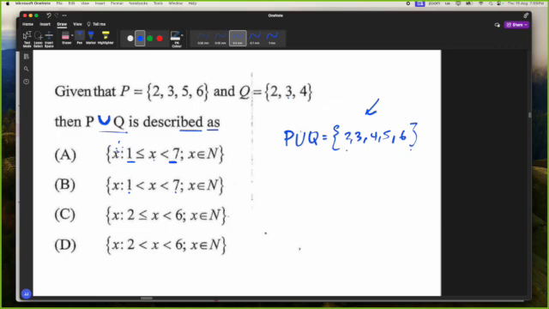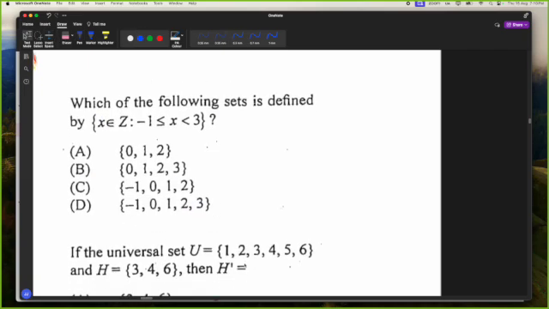That looks like it. So part B definitely looks like numbers between 1 and 7, not including 1 and 7, and of course they are natural numbers, right? Part C, numbers between 2 and 6, but they include 2, yes, but they don't include 6. Well, we have 6, so it's not part C. And part D, you can see numbers between 2 and 6, not including 2 and 6. Well, we have 2 and 6 there, so it's not D. So we get B.